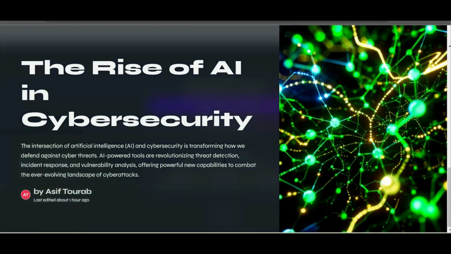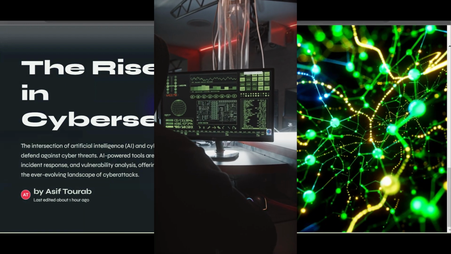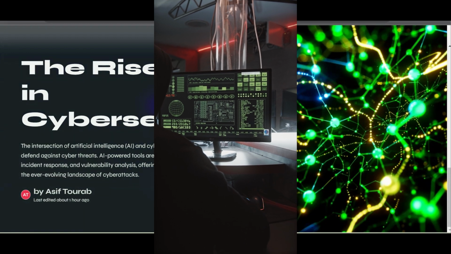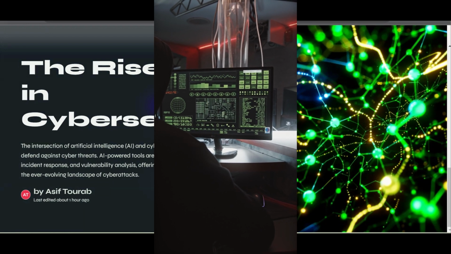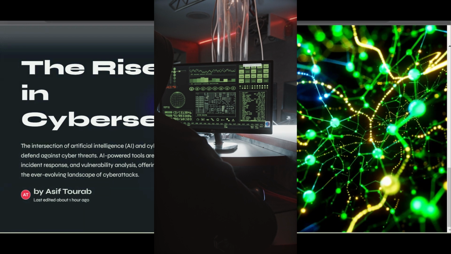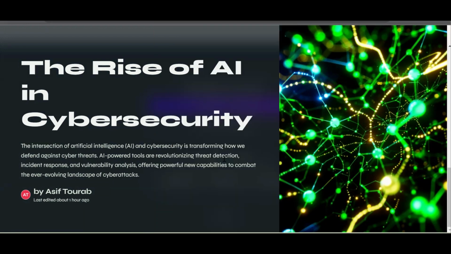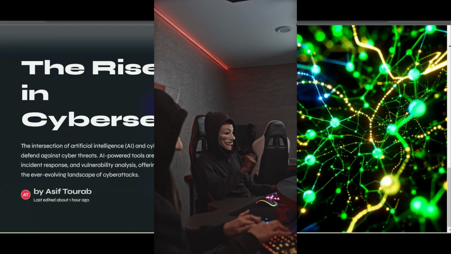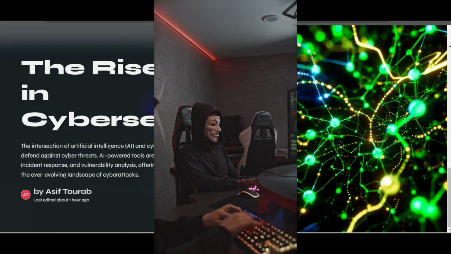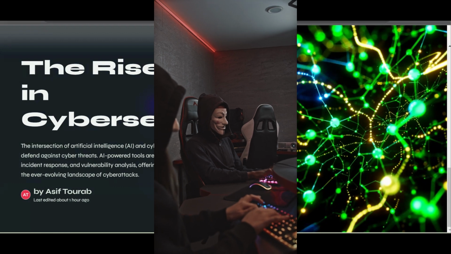AI-powered tools are revolutionizing threat detection, incident response, and vulnerability analysis, offering powerful new capabilities to combat the ever-evolving landscape of cyber attacks. In which areas are we using these? We are using AI in threat detection, incident response, and vulnerability analysis, right? So these are the three domains you'll be covering. How can we use AI in threat detection, right? Manual threat detection is quite difficult in the current threat landscape. It's difficult to resolve incidents manually. Obviously, we need something which would help us in identifying, remediating, and creating automated solutions as per the mitigation strategy.